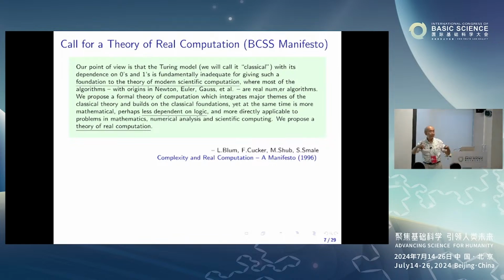Marx has a manifesto, right? Workers of the world arise. This is what we have to do. And they called it modern scientific computation.